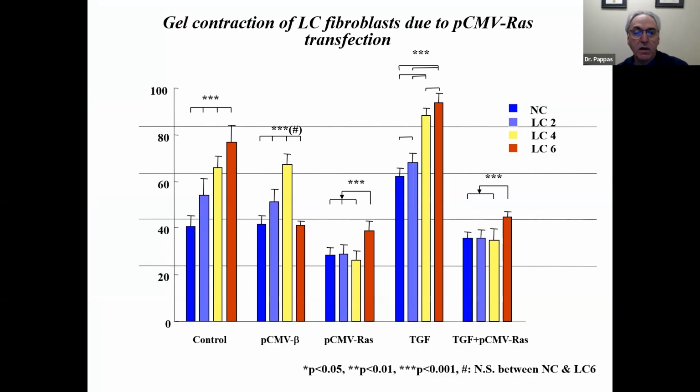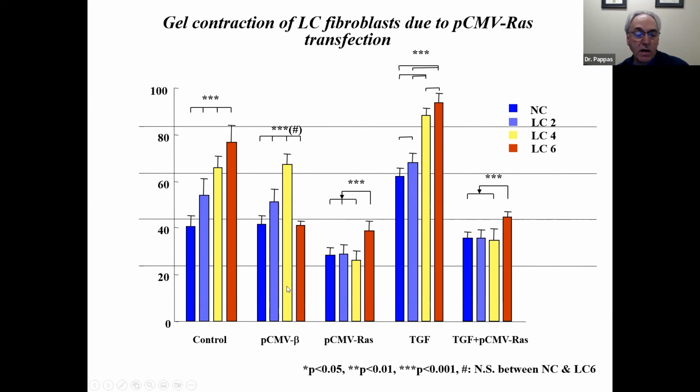Then we did a very sophisticated study in our basic science lab looking at contractility properties. And what we did here is we looked at NC, which is the normal patients, and then 2, 4, and 6 are class 2, class 4, and class 6 patients. So this is the control. We looked at contractility of the fibroblasts. And as you can see, as your CEAP class increases, the contractility of your fibroblast increases.